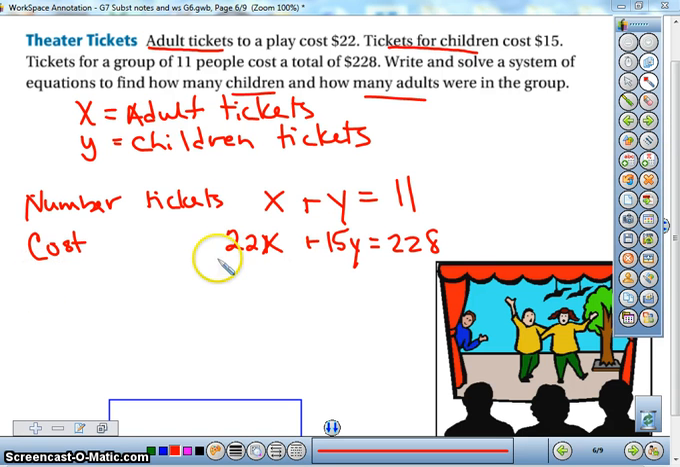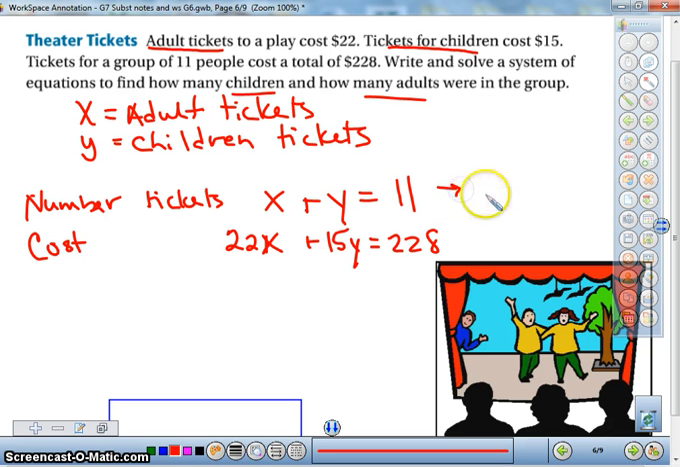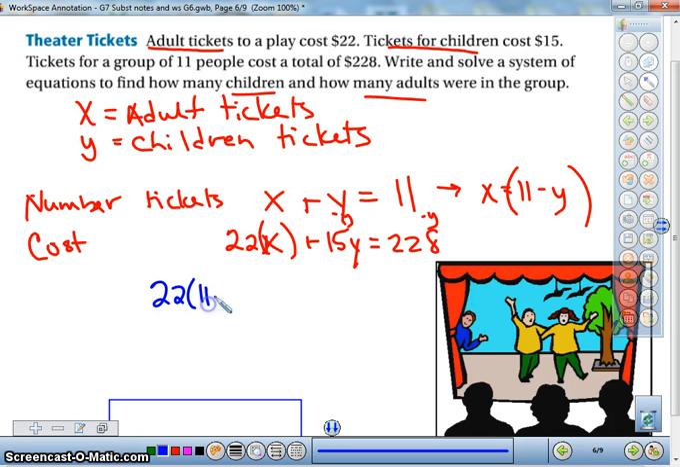solve it. So the easiest way to solve this is maybe put x equals. What would x equal? 11 minus y by subtracting y from both sides. This is going to be in our parentheses. We're going to put that down here, substitution. As we substitute, 22 times 11 minus y plus 15y equals 228.